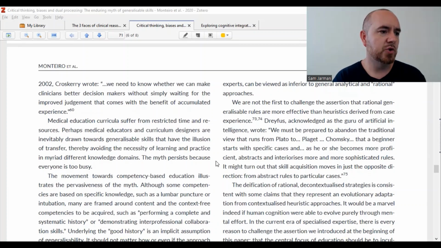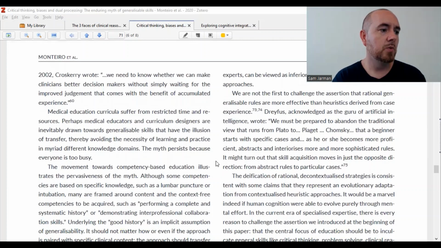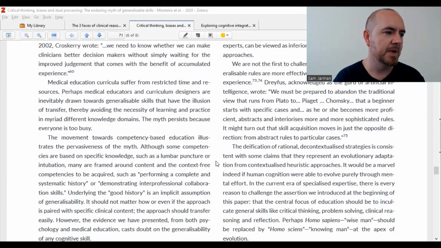Dreyfus, acknowledged as the guru of artificial intelligence, wrote, "We must be prepared to abandon the traditional view that runs from Plato to Piaget, Chomsky, that a beginner starts with specific cases and, as he or she becomes more proficient, abstracts and interiorizes more and more sophisticated rules. It might turn out that skill acquisition moves in just the opposite direction, from abstract rules to particular cases.